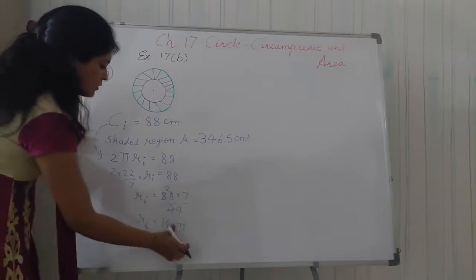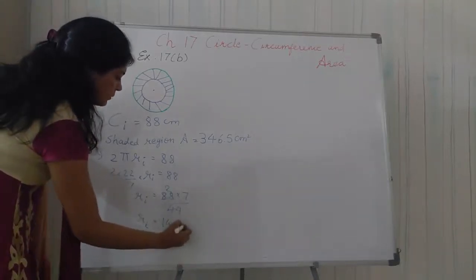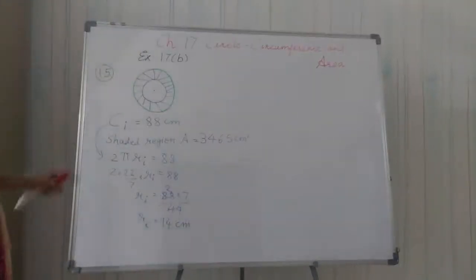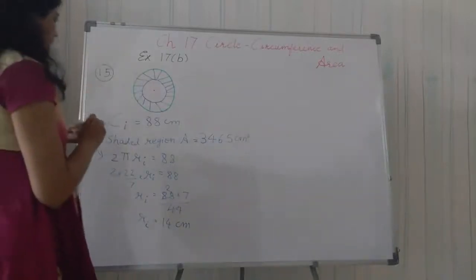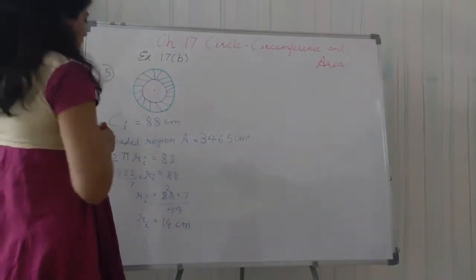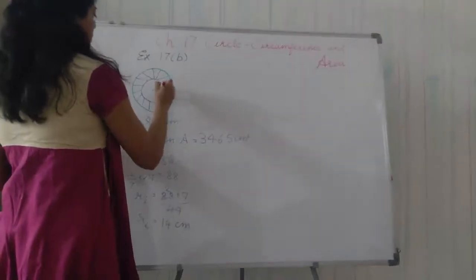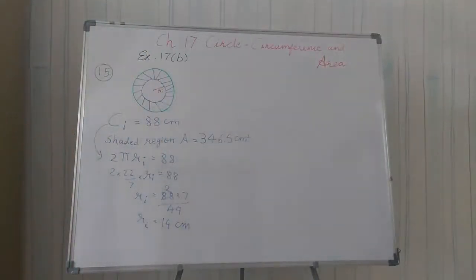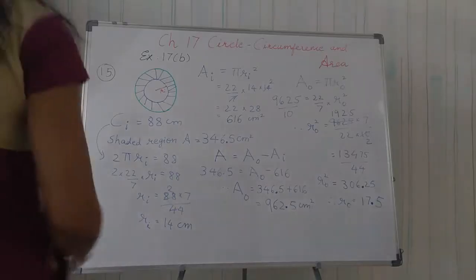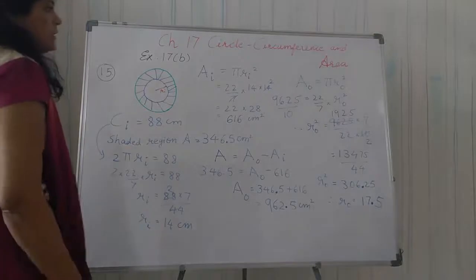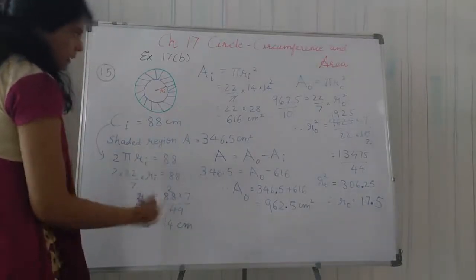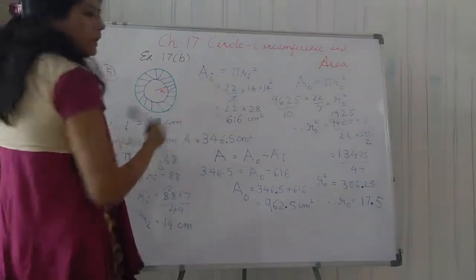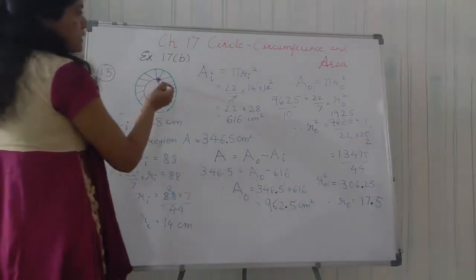Right? So, by getting this 14 centimeters here, we get this inner radius first. Now, to get our outer radius, we want outer radius. So, students, first of all, we found here inner radius. Now, using this inner radius, I found here inner area. This is the inner area of the circle.